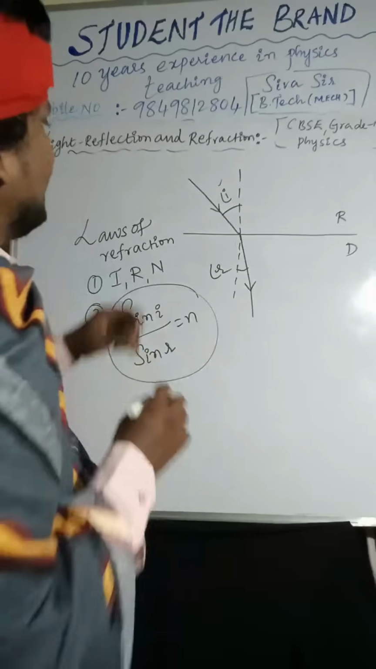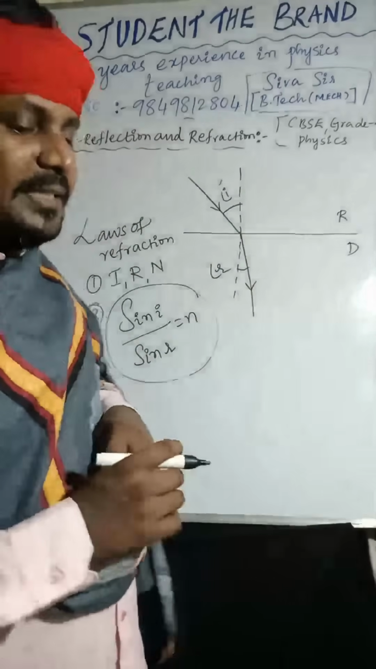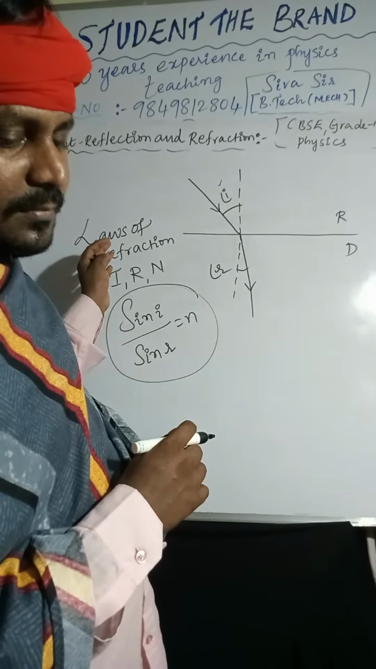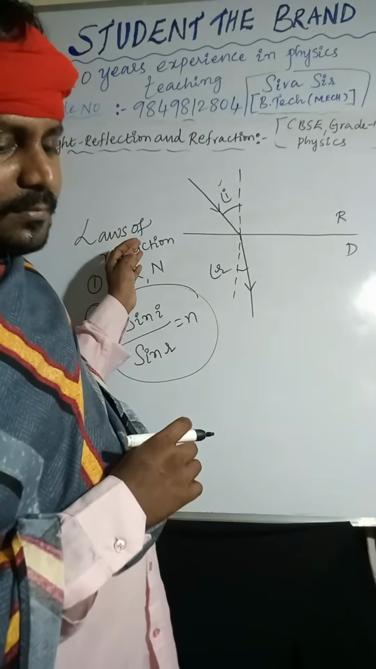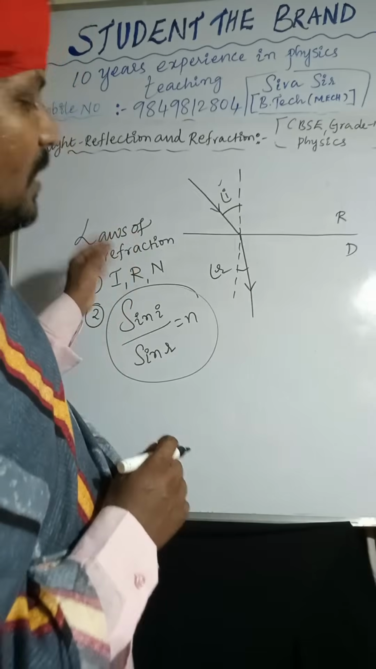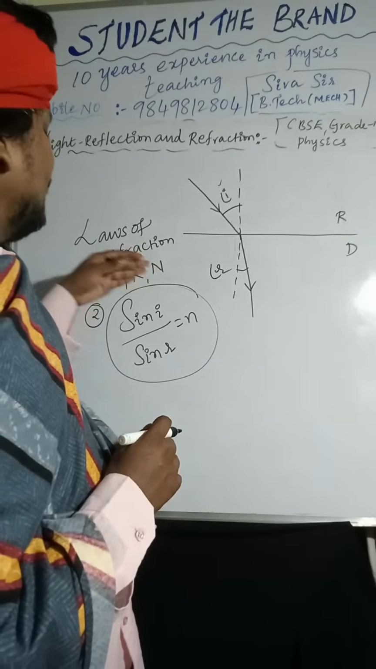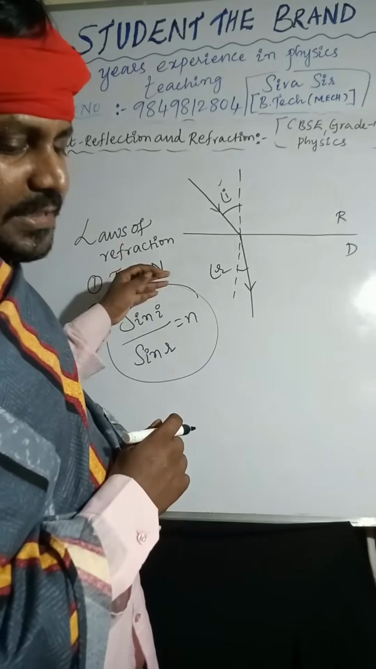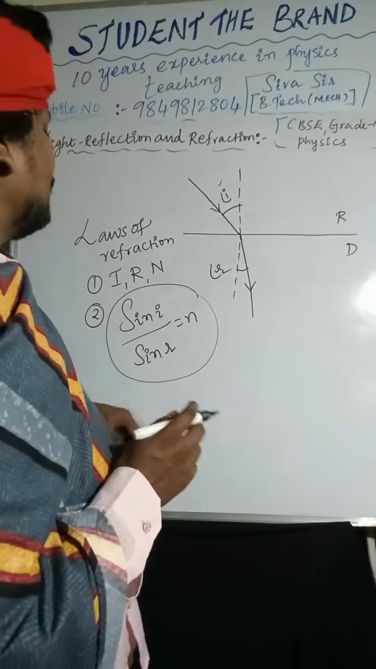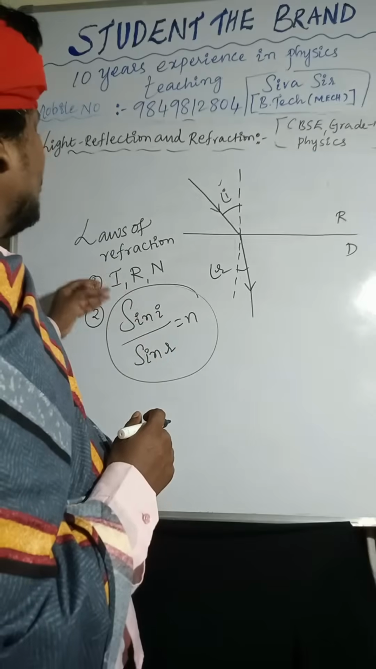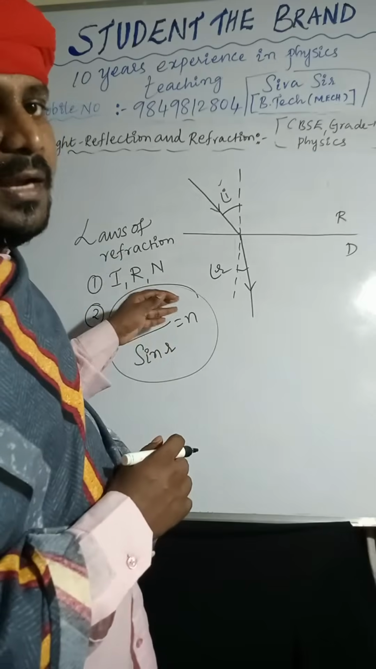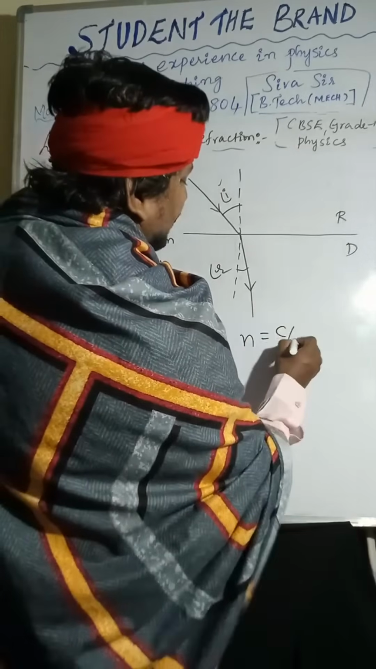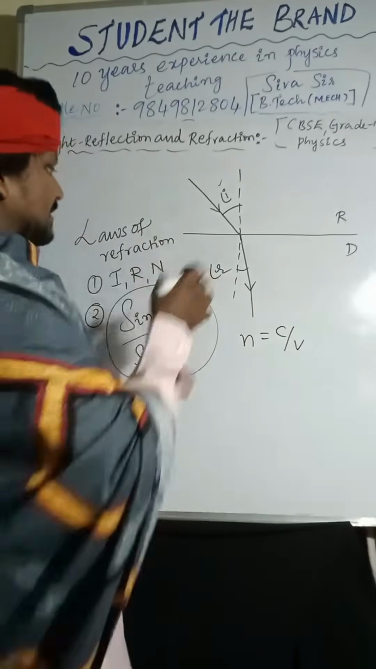So the incident ray, refracted ray and normal line lie in the same plane. Here the ratio of the sine of the angle of incidence to the sine of the angle of refraction is equal to a constant. So sin i by sin r equals n, where n is the refractive index.